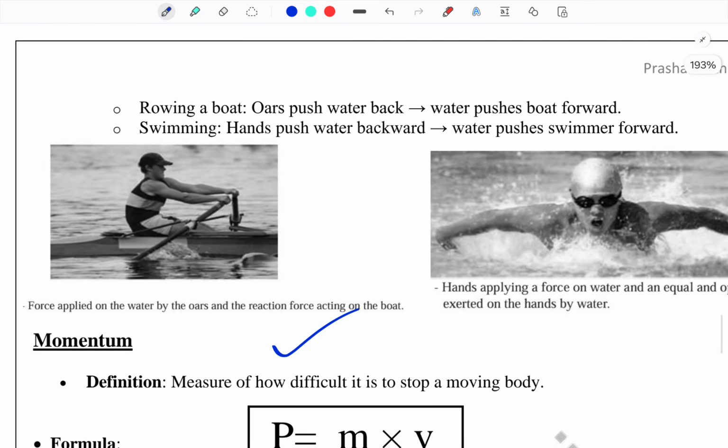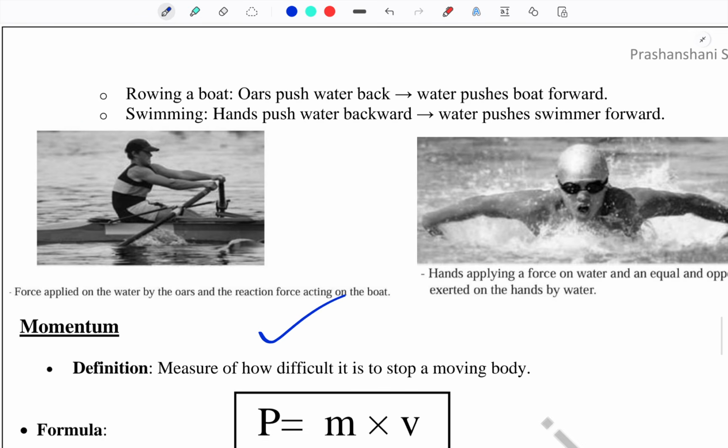And when it comes to rowing a boat, what happens when rowing a boat? You push against the water. So if you want to move forward, you have to push the water in which direction? You have to push the water in the opposite direction. Then only the boat moves forward. If you push the water in this direction, you will go in the opposite direction. That means you are going backward.